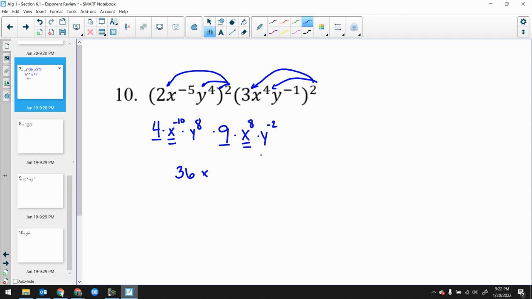Okay, x to the negative 10 and x to the 8th. Remember, I'm multiplying with the same bases, so I add the exponents. That's x to the negative 2nd. And then y to the 8th times y to the negative 2nd. Add those, I get y to the 6th. Now remember, I've got a negative exponent in there. That's got to go away. The 36 y to the 6th stays on top. The x to the 2nd goes to the bottom. And there is my answer for number 10. Okay, so again, I encourage you to just take it step by step, and maybe that would help you.